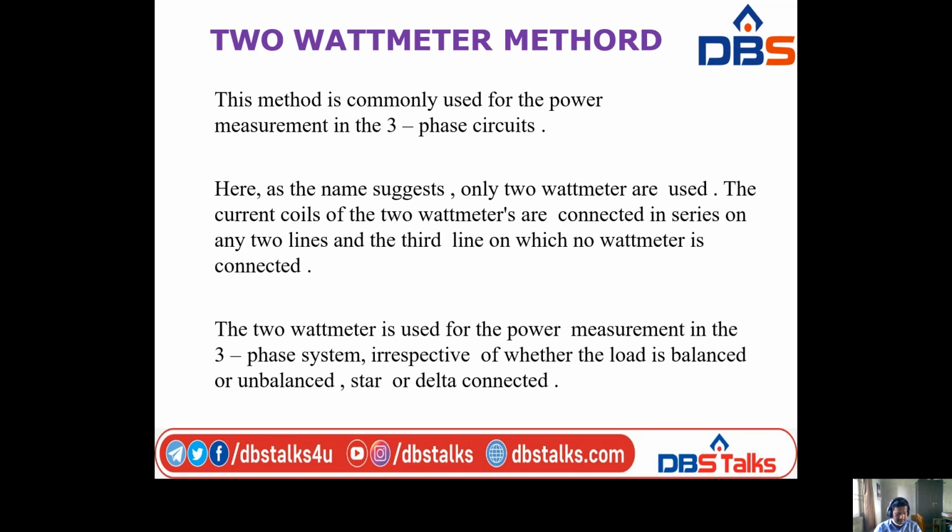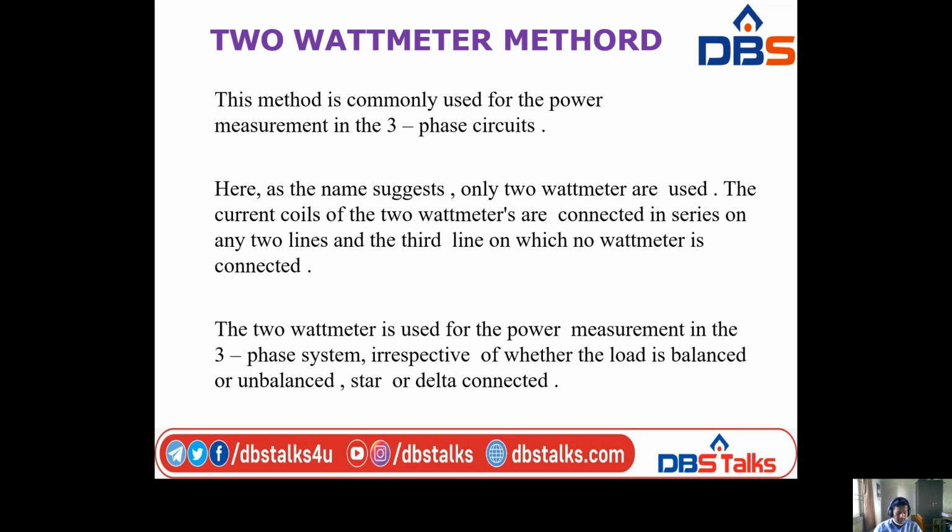So, the 2 wattmeter method. This method is commonly used for power measurement of a 3-phase circuit. That is the benefit of this method. Very important, and it gives better results compared to the single wattmeter and 3 wattmeter methods. This is the most commonly used method for measurement of power in a 3-phase system. This method can be employed for balanced as well as unbalanced systems, for star connected or delta connected 3-phase circuits.